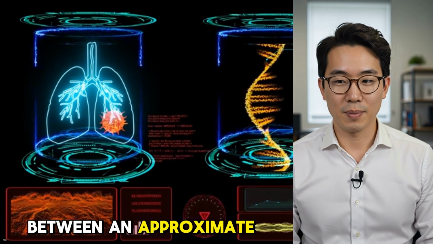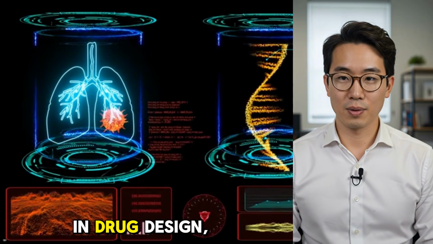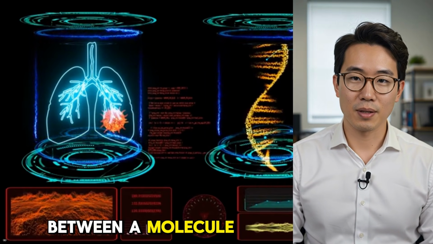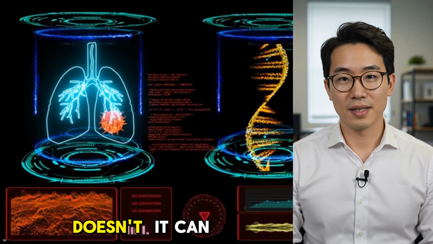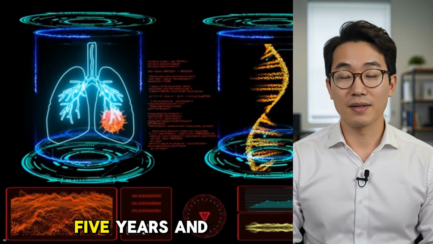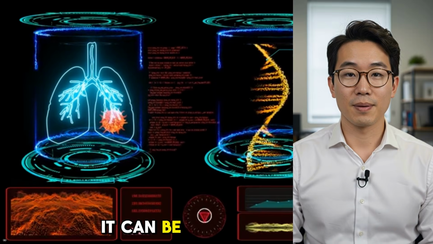The difference between an approximate answer and an exact one in drug design can be the difference between a molecule that works and one that doesn't. It can be the difference between finding a drug in 5 years and finding it in 50. It can be measured in lives.